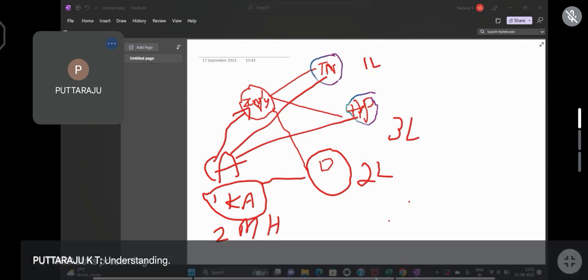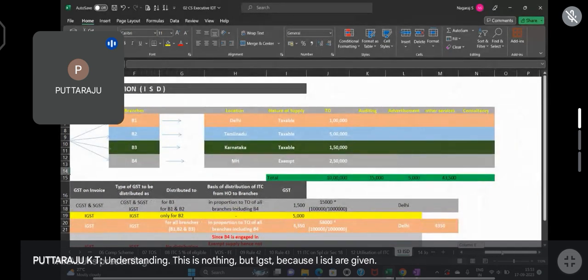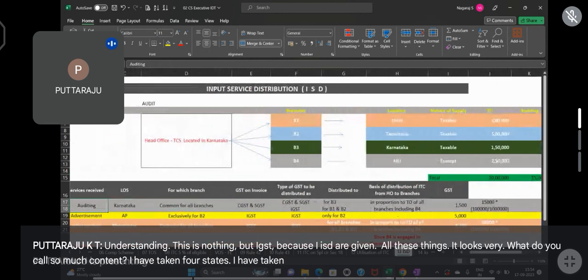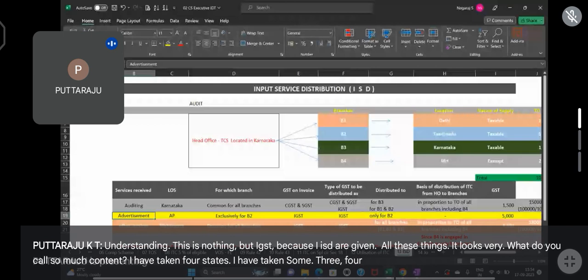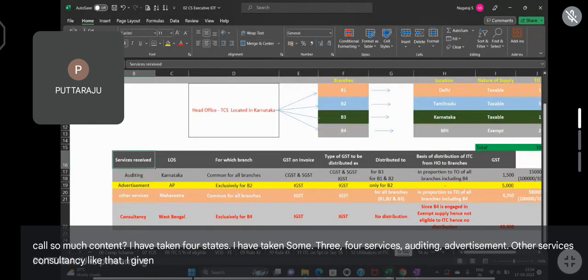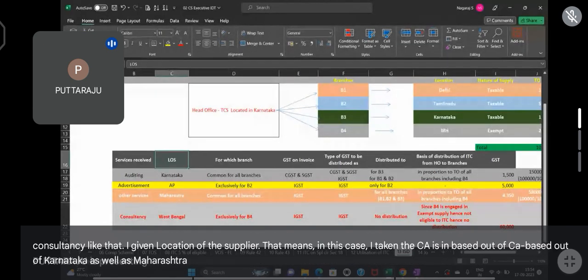Understanding? This is nothing but IGST because of ISD. I have given all these things. It looks like so much content. I have taken 4 states, and 3-4 services: auditing, advertisement, other services, consultancy, like that. I have given the location of the supplier. That means in this case I have taken the CA as based out of Karnataka as well as Maharashtra. These are the places.